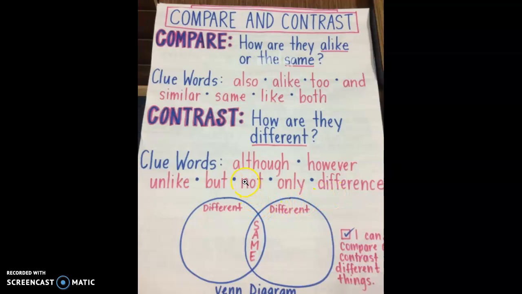So when we are comparing and contrasting, most of the time we will use these two overlapping circles called a Venn diagram. In the middle, we have how the two things are similar or the same. And in the outside circles, we are going to write down how they are different.